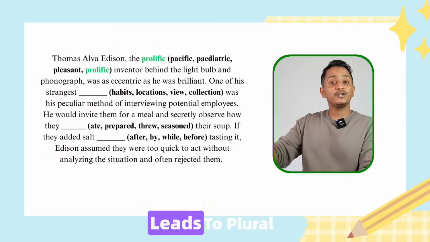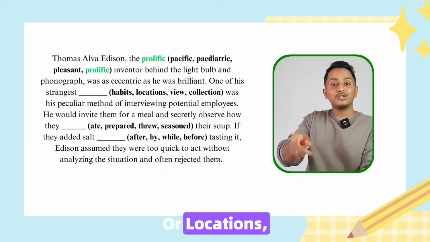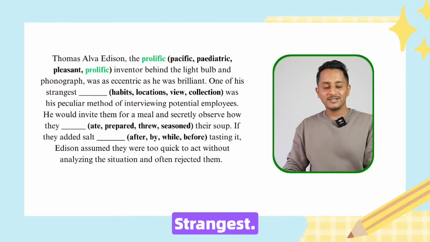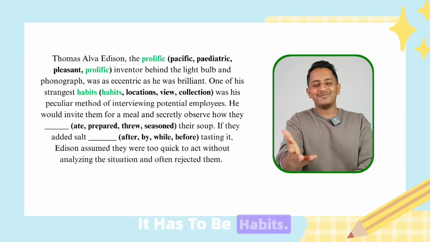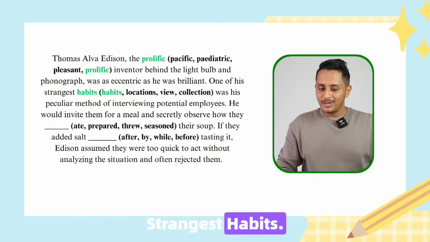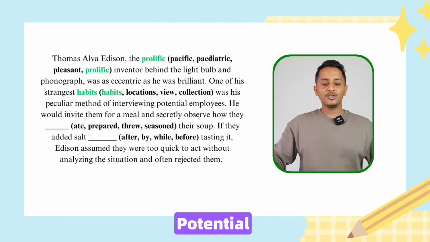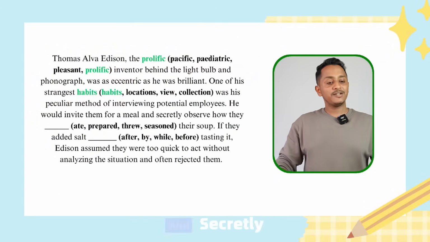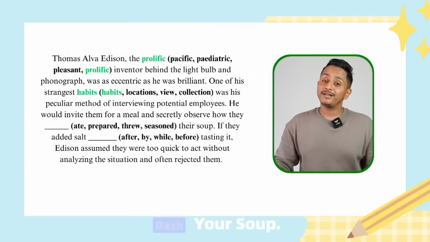One of always leads to plural, one of the habits or locations, not view or collection. One of his strangest, it cannot be one of the locations, it has to be habits. One of his strangest habits was a specular method of interviewing potential employees. He would invite them for a meal and secretly observe how they dash their soup.